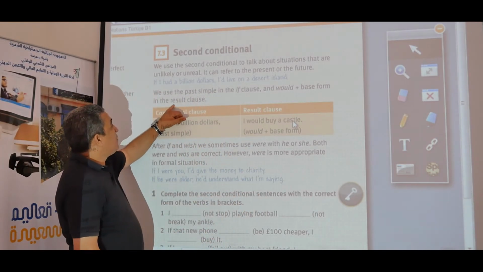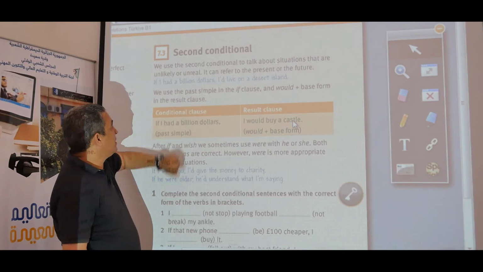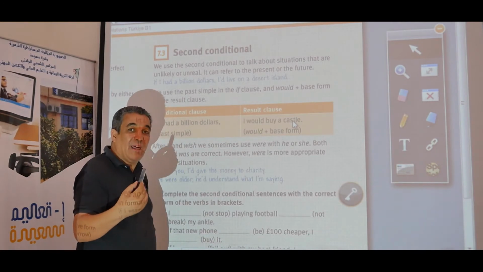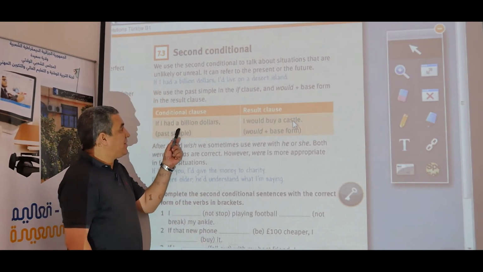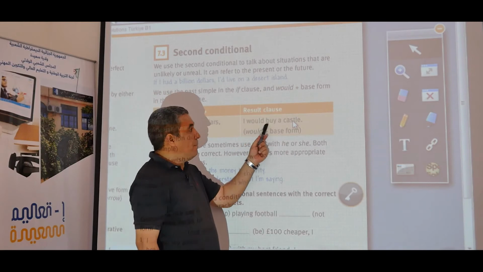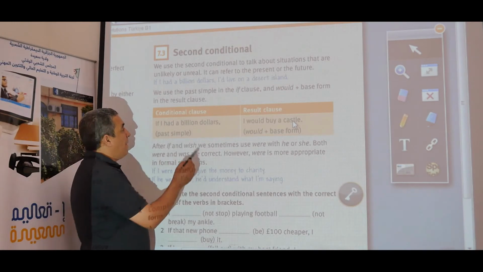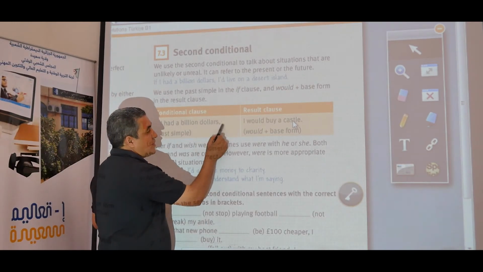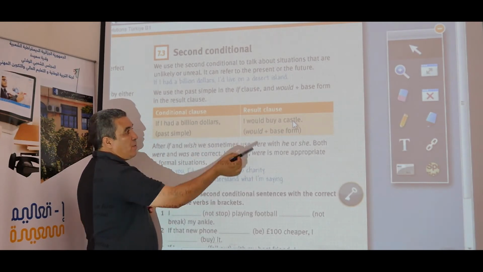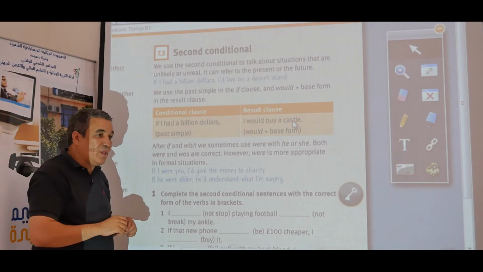Now, the if clause and the main clause are the result clause. Here is the conditional clause or the if clause, and here is the result clause, or what I sometimes call the main clause. If I had $1 billion, I would buy a castle. Now, we're starting with the if clause. What do you notice here? We've got a comma separating the result clause and the conditional clause, because we are starting the sentence with the if clause.